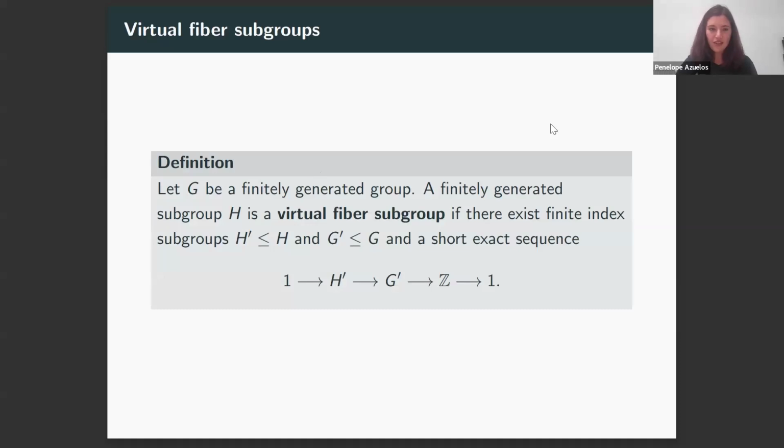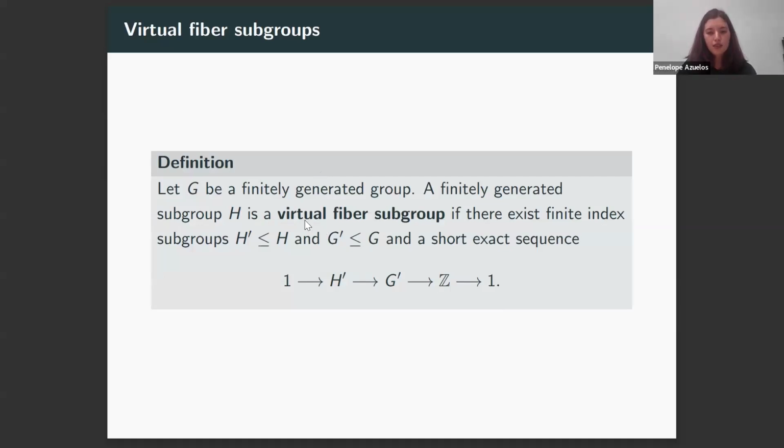So this is just a finitely generated subgroup H of a finitely generated group G, such that you have these finite index subgroups H prime and G prime, which fit into this short exact sequence. So H prime is normal in G prime, and the quotient is infinite cyclic.